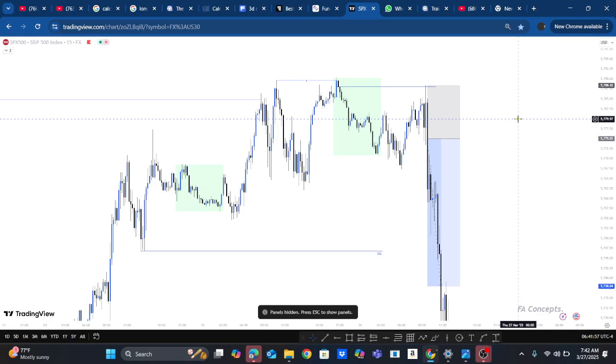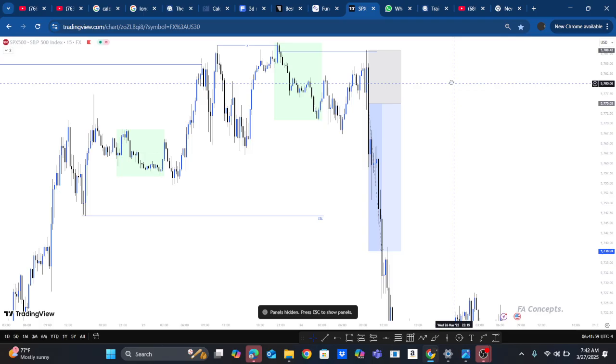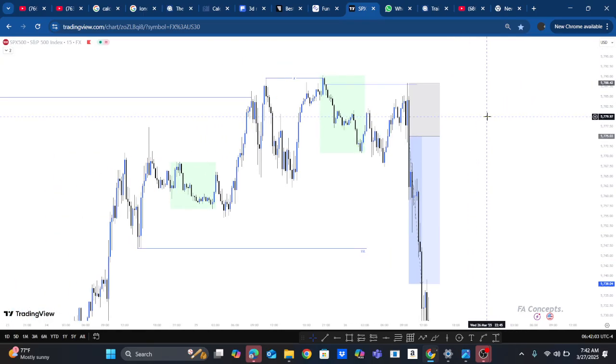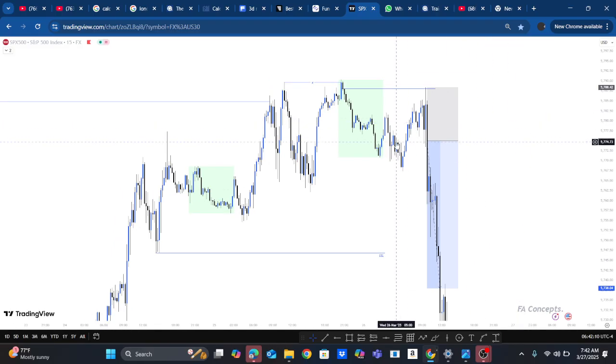So today I took this trade on SPX, and I'm going to show you how I took this trade. Alright, so I'm going to be doing a quick breakdown.